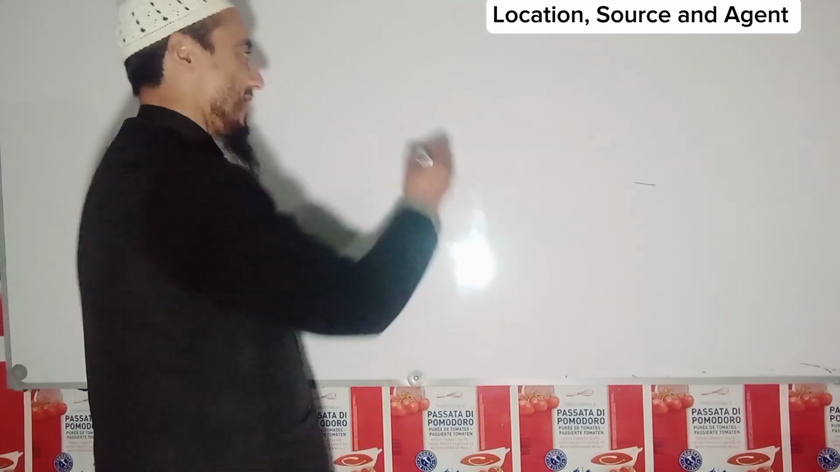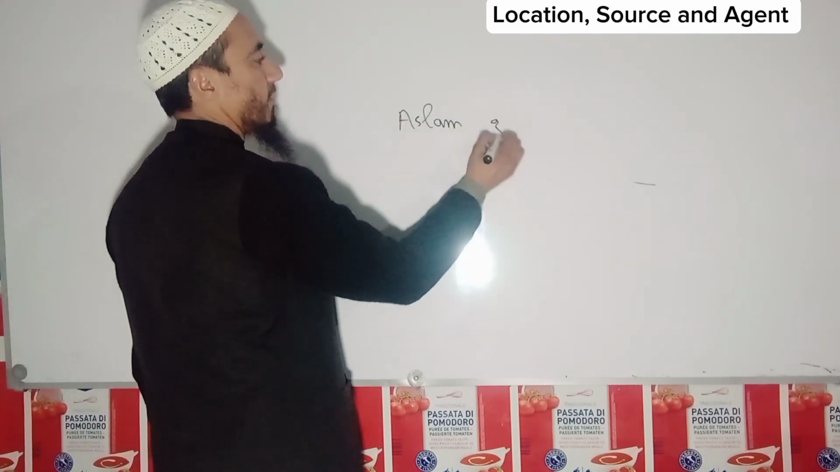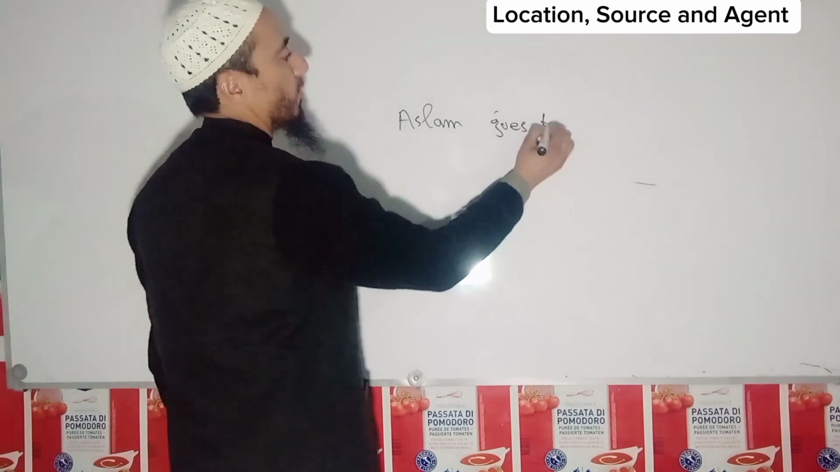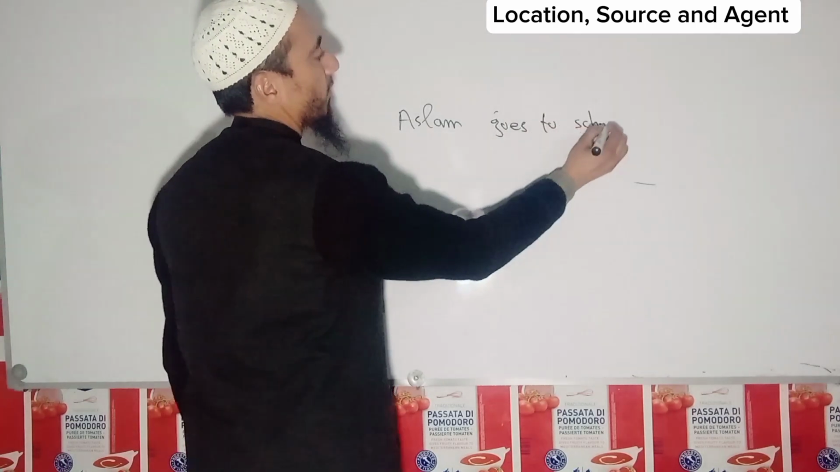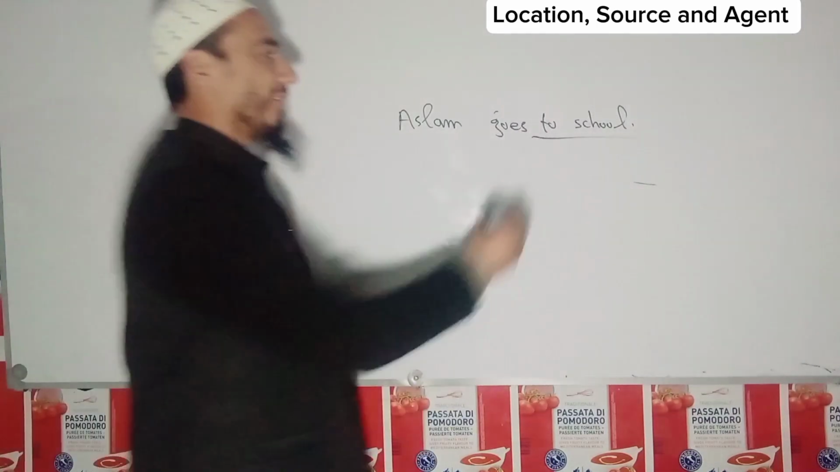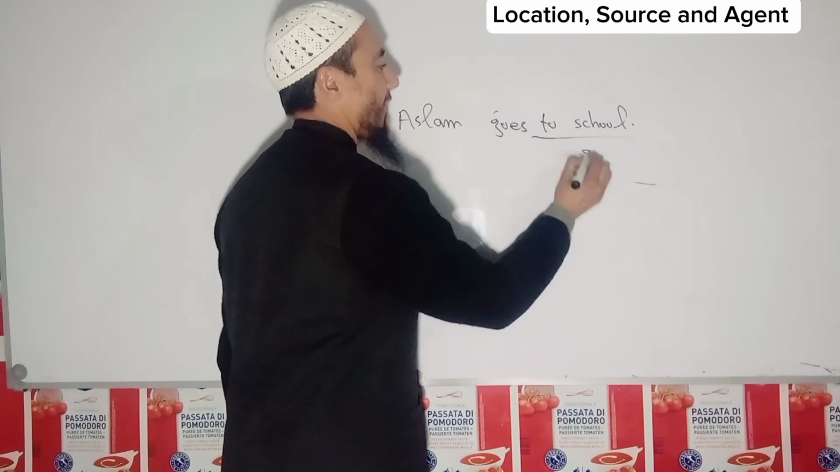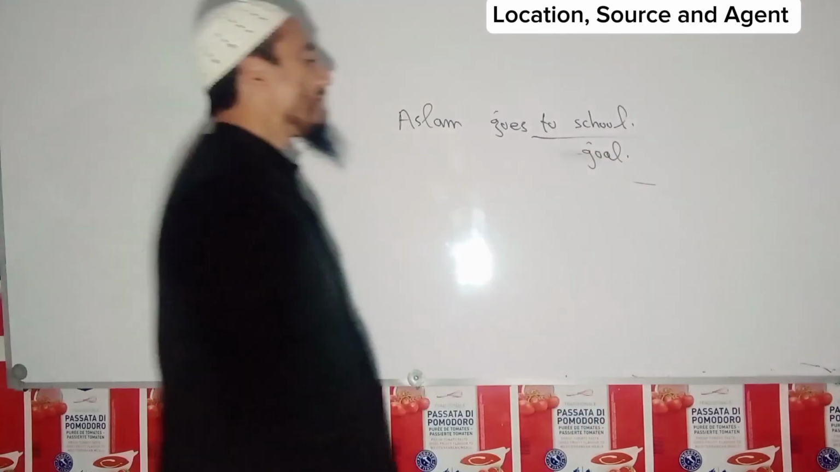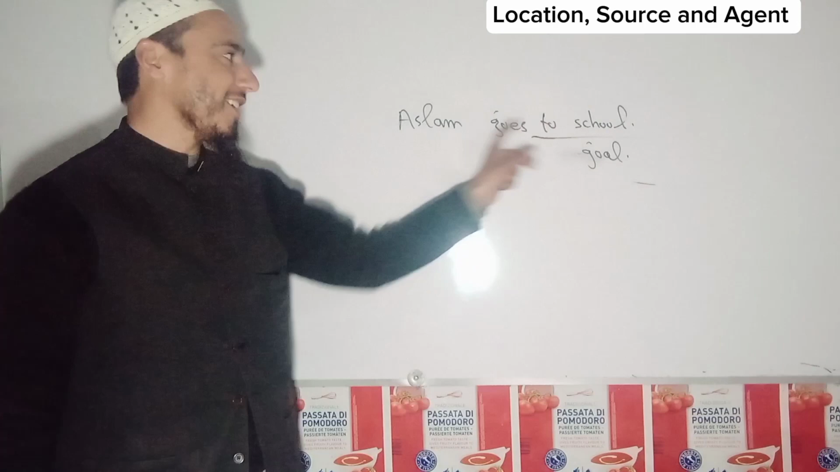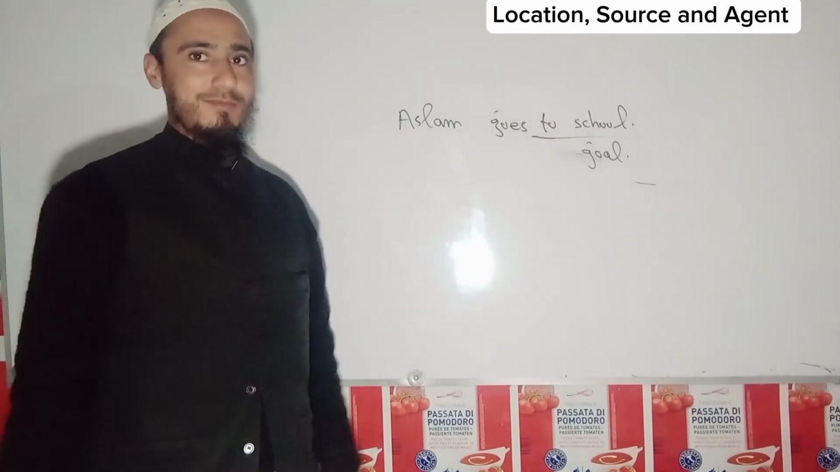For example, if I say Aslam goes to school. So here to school is goal. Why is it goal? Because it is an entity towards which another entity moves.